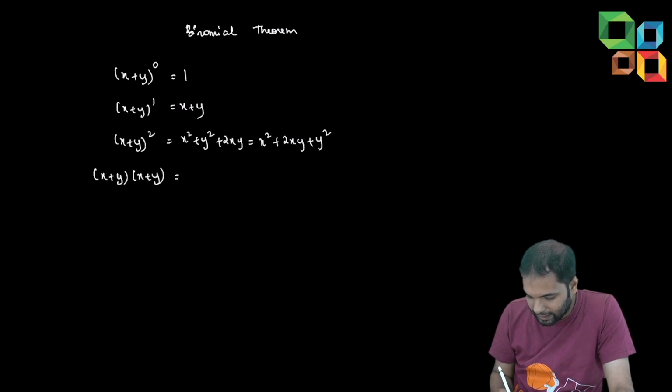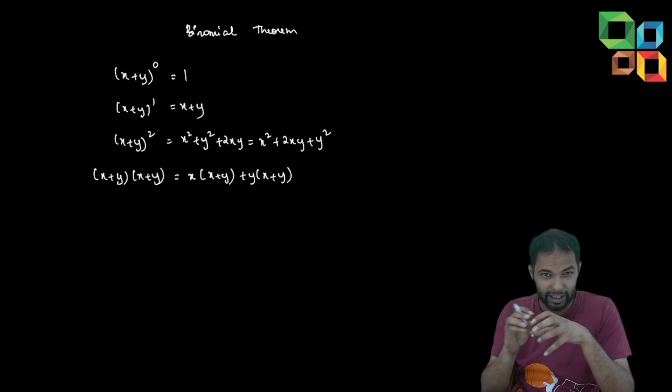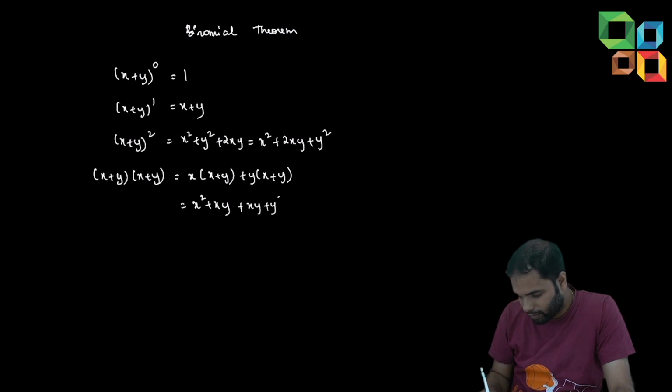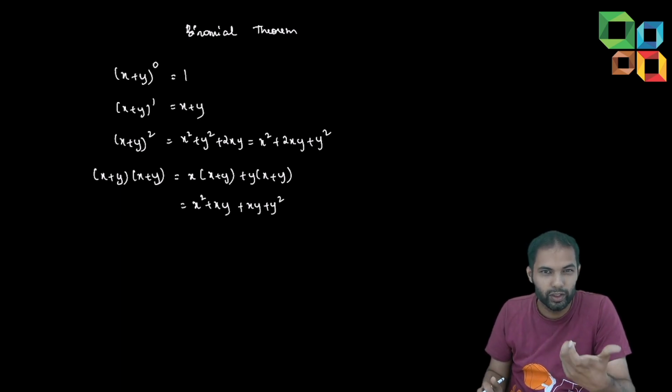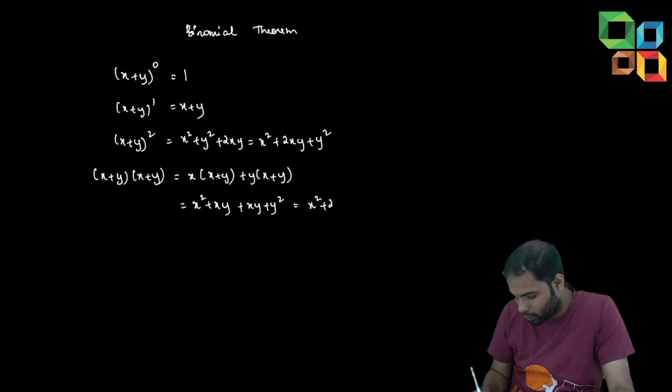So look at this. You can use the distributive property and write it as x plus y into x plus y. Basically, you have to multiply each of the terms. So this is nothing but x square plus xy plus xy plus y square. You can always interchange x and y, so yx is nothing but xy, just like 2 into 3 is 3 into 2. So we get our terms: x square plus 2xy plus y square.